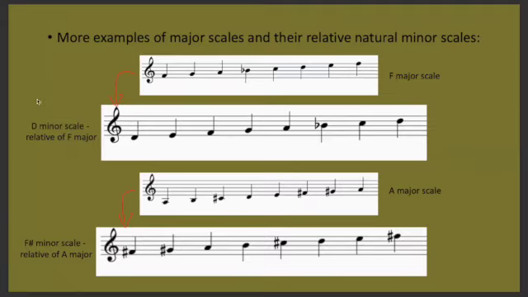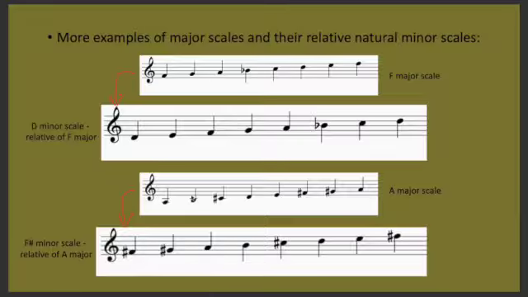Here are some more examples of major scales and their relative natural minor scales. So the first one, we have F major. F major contains one flat, and that's B flat. And here is the D natural minor scale. So starting and ending on D, containing all of the same notes in between.